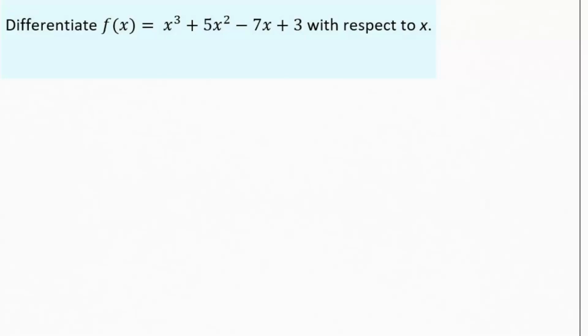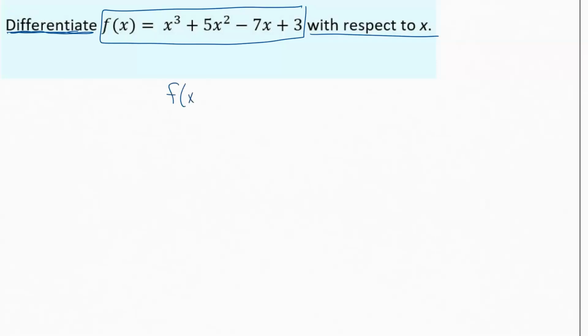This example is asking us to differentiate, which is just fancy math talk. It's just saying take the derivative of this given equation. And then they always say with respect to x, don't read too much into that. That's just telling you what your variable is, which was an x, and you knew that already.